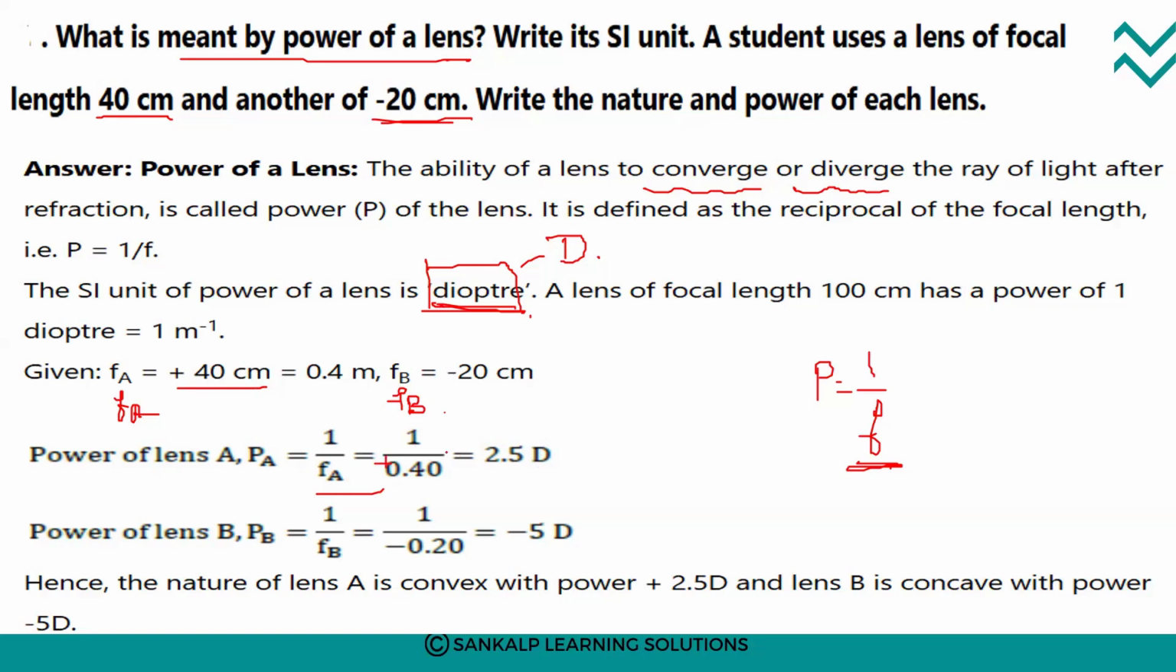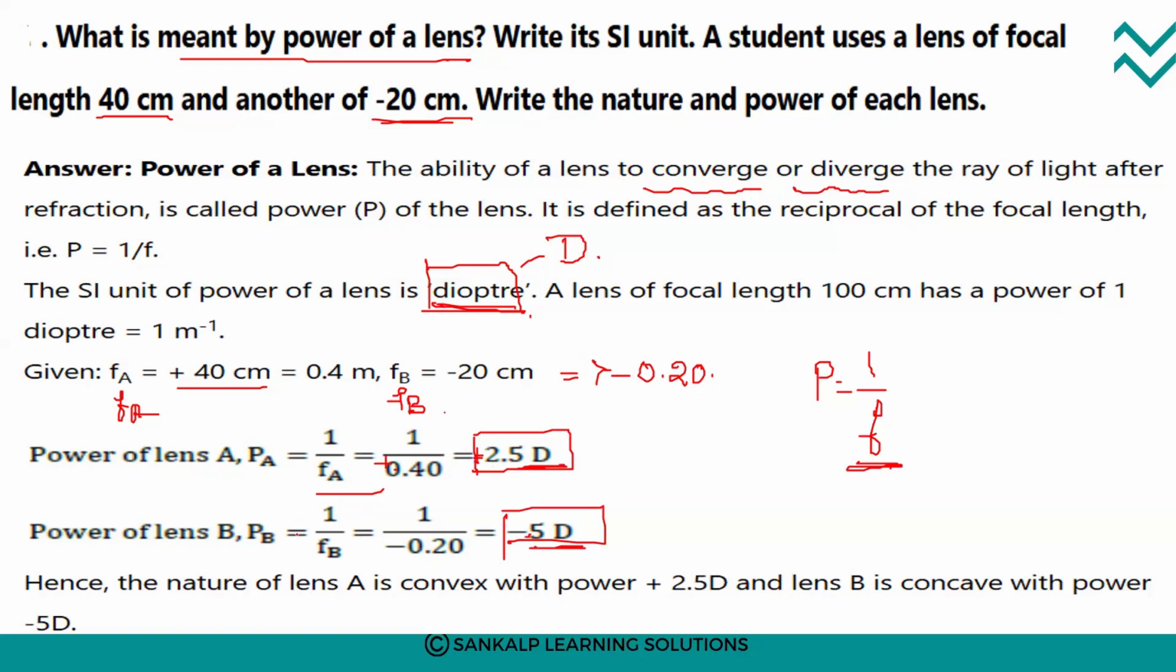So it is positive, right? Positive 2.5, plus 2.5 diopter, D is diopter. Power of lens B, that is PB, is equal to 1 divided by FB. Here 20 centimeter converted into meter is 0.20. Here it is negative, therefore it is minus 0.20. So 1 divided by minus 0.2 is minus 5 diopter. So observe here, PA is plus 2.5 diopter and PB is minus 5 diopter. Plus sign is there, minus sign is there.